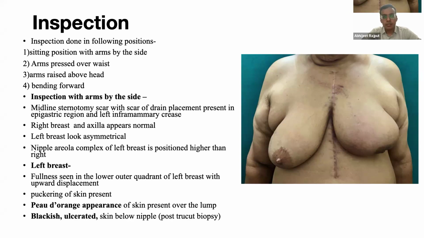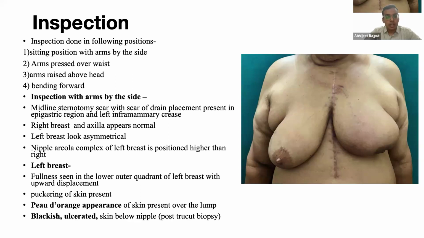On inspection with arms by the side, we can appreciate a midline sternotomy scar with a scar for a drain placement in the epigastric region and the left mammary inframammary crease. Right breast and axilla appear normal. Left breast looks asymmetrical. Nipple areola complex of the left breast is positioned higher than the right.